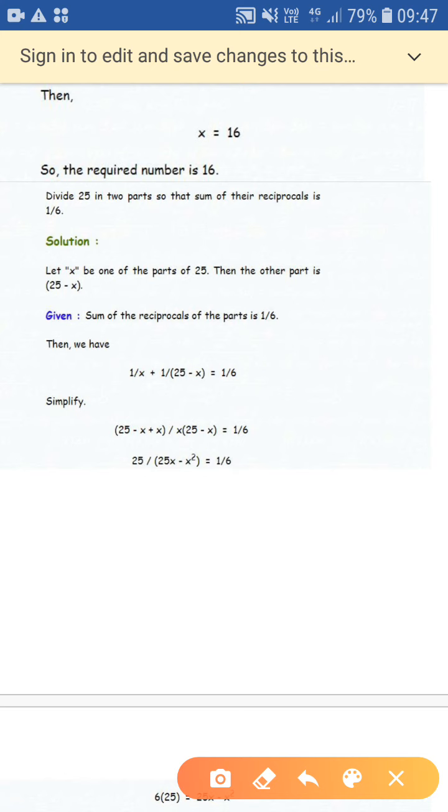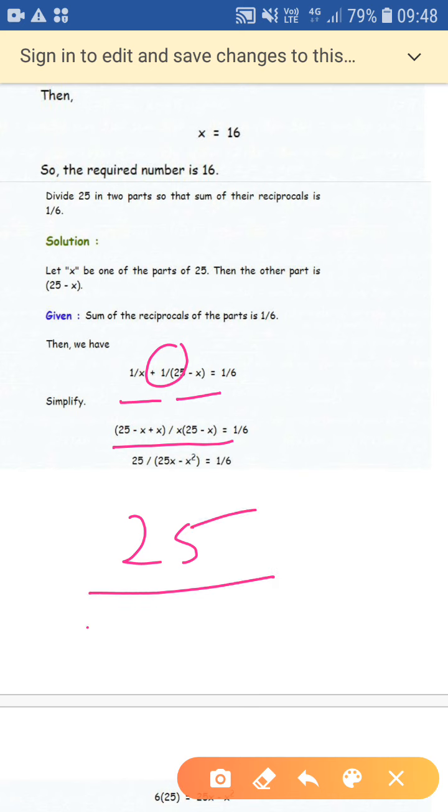Okay, now we have to simplify this one. So simplifying this, we take 1 upon x plus 1 upon 25 minus x, making a common denominator. We multiply by 25 minus x here, and in the other term it will be x, so the numerator is 25 minus x plus x. In the denominator we have x into 25 minus x. You can write this as 1 upon 6. So 25 upon 25x minus x square equals 1 upon 6.